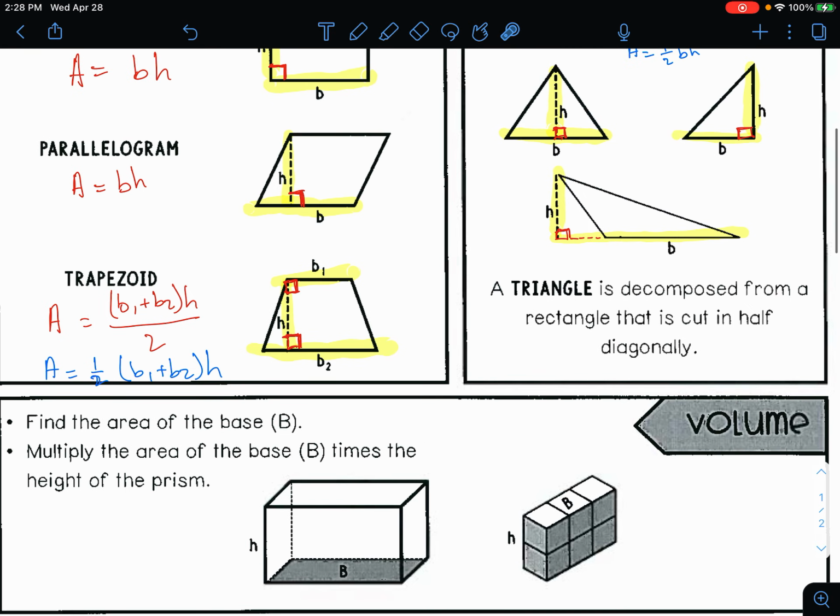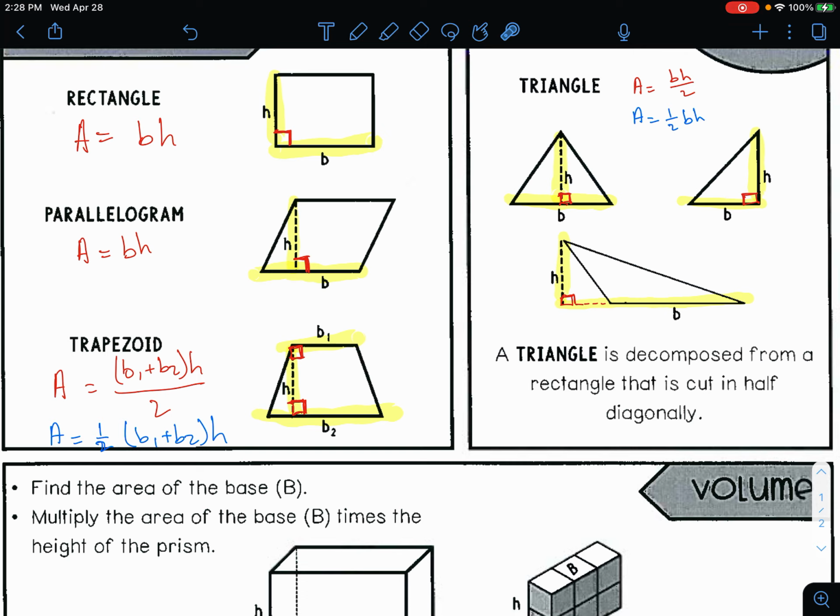They say a triangle is decomposed from a rectangle that is cut in half diagonally. What that means is that the reason why the area of a rectangle is base times height and a triangle is base times height divided by 2, or half of base times height, is because if you take two triangles and put them together, you can make a rectangle or a parallelogram.